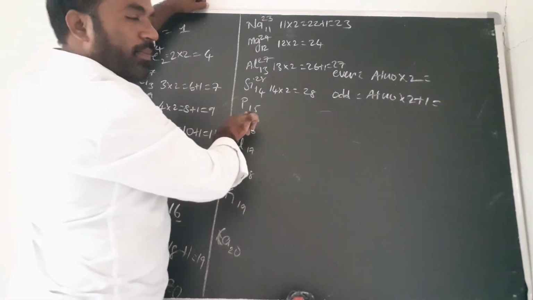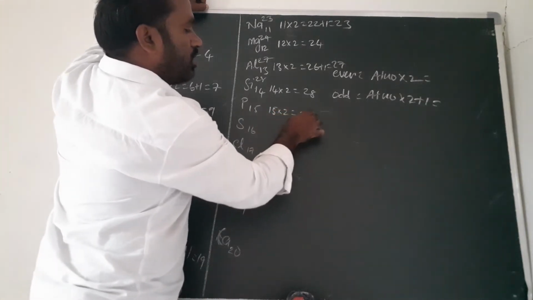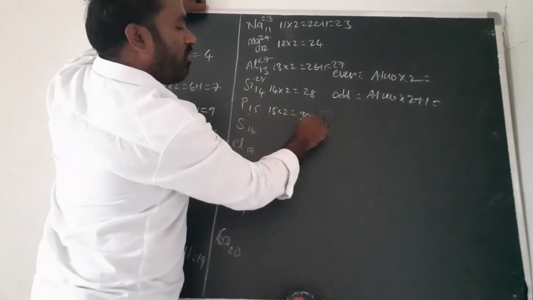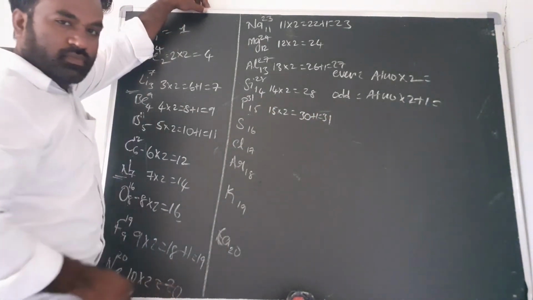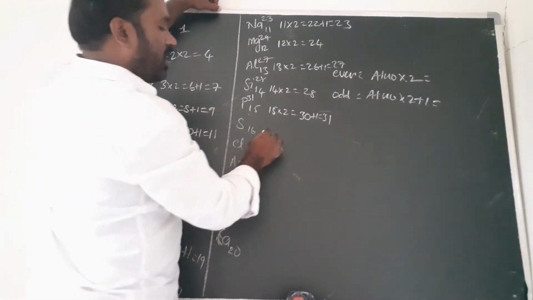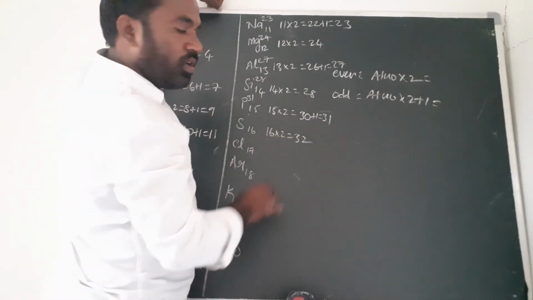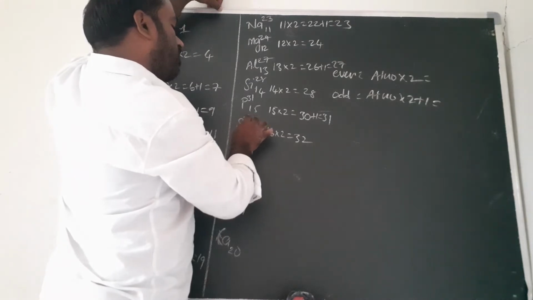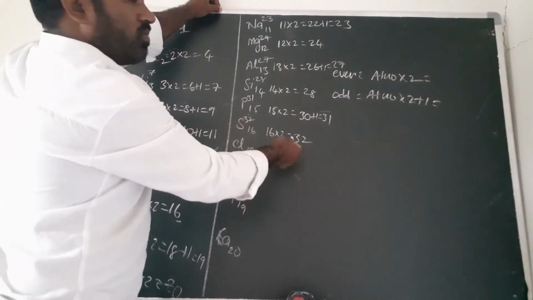For phosphorus, atomic number is 15. 15 into 2, that is 30. 15 is odd, add 1 more here, that is 31. Mass number of phosphorus is 31. Next sulfur, 16. 16 2s are 32. So mass number of sulfur is 32. It is even, that's why no need to add anything.